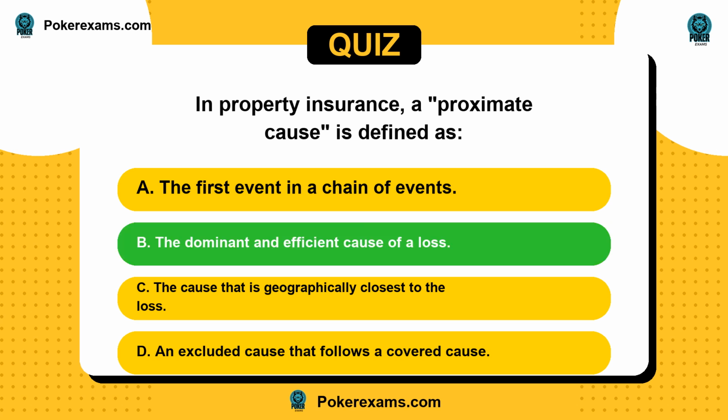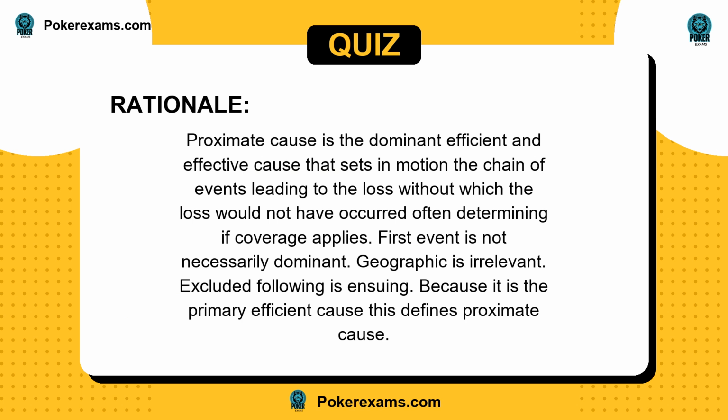The answer is B. Proximate cause is the dominant, efficient, and effective cause that sets in motion the chain of events leading to the loss, without which the loss would not have occurred, often determining if coverage applies. First event is not necessarily dominant. Geographic is irrelevant. Excluded following is ensuing. Because it is the primary efficient cause, this defines proximate cause.